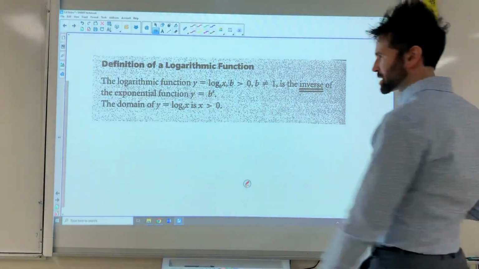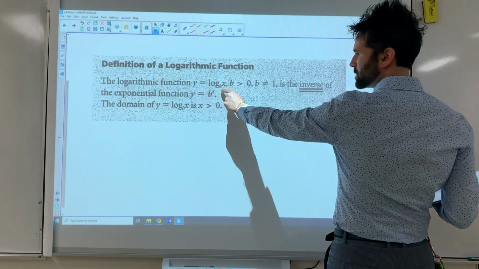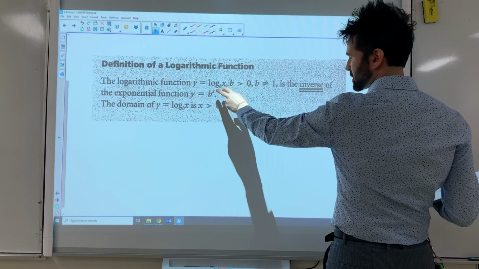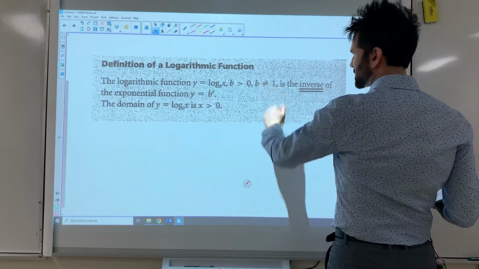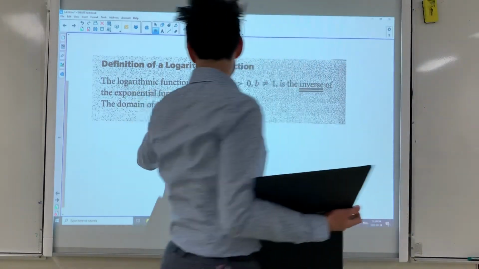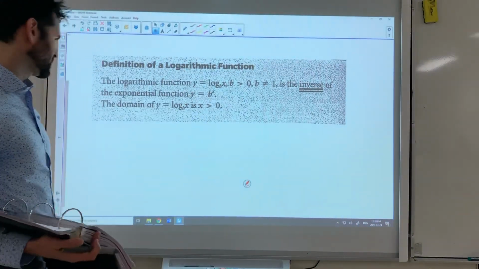Definition of a log. Everything we learned can be summarized by these two sentences. The logarithmic function y equals log in base b of x, where b is greater than 0, so that's the base, the base must always be greater than 0, and b does not equal 1, is the inverse of the exponential function y equals b to the x.